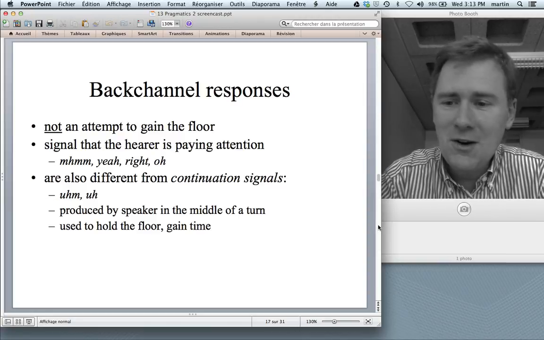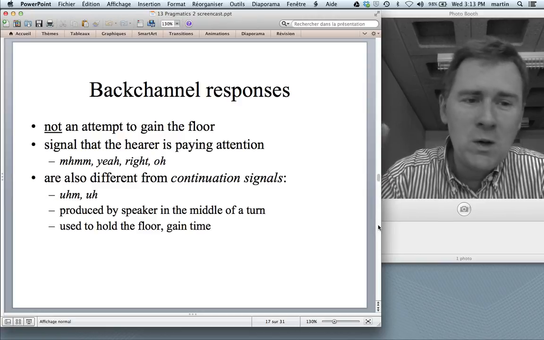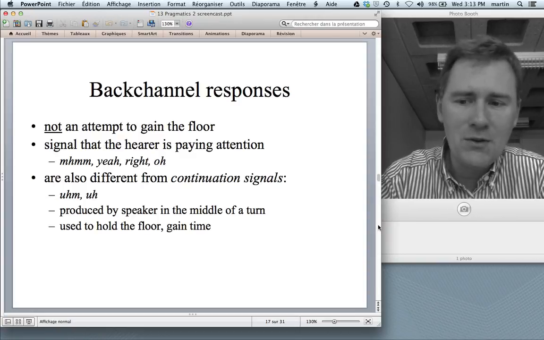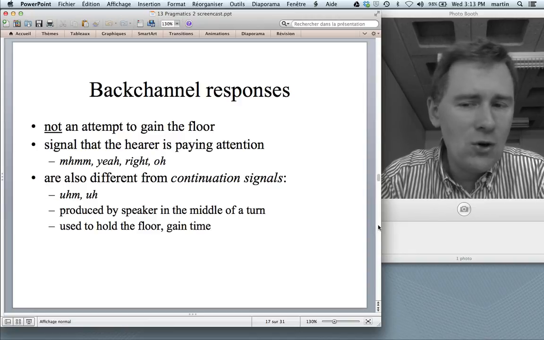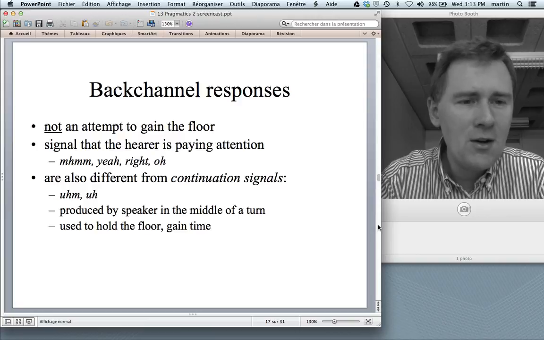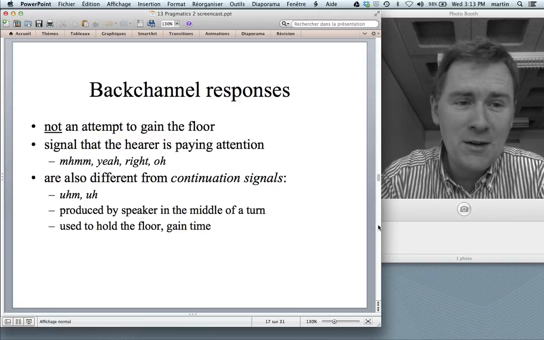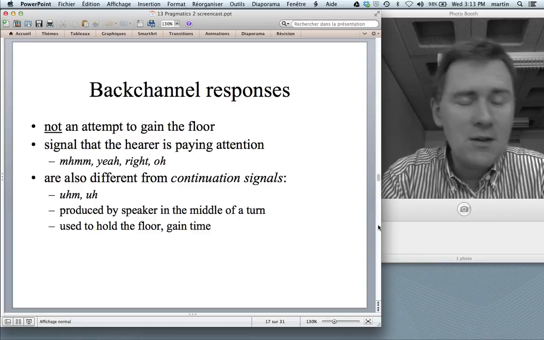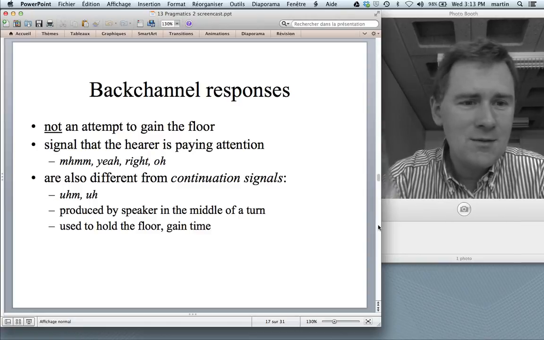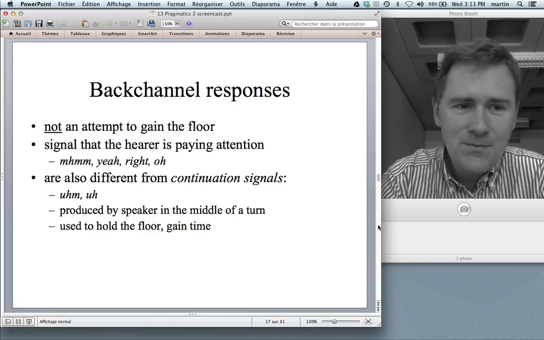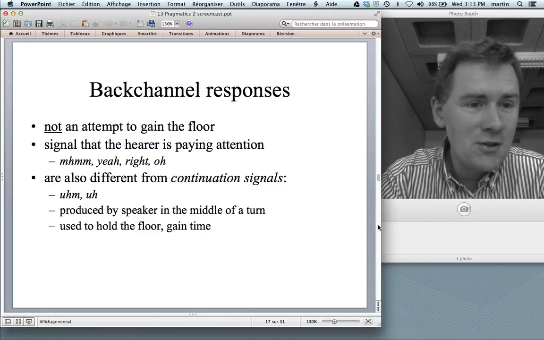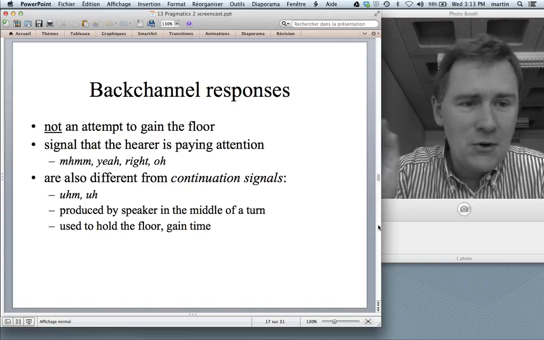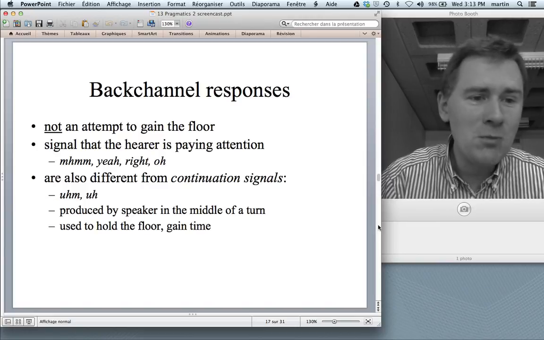So when you hear me talking, you hear all those ums and uhs and well. Those are continuation signals produced by a speaker in the middle of a turn, used as a device to hold the floor and to gain time and to signal to the hearer, okay, I'm not saying anything useful at this moment, but I'm thinking hard and I may be saying it in just a second, and there you have it. So those are those ums and uhs. They look like speech deficiencies, right? They look like junk. But really, they're not junk. They're doing something functional. They're presenting the message to the hearer that the speaker is currently experiencing some processing difficulties and will be back online shortly.